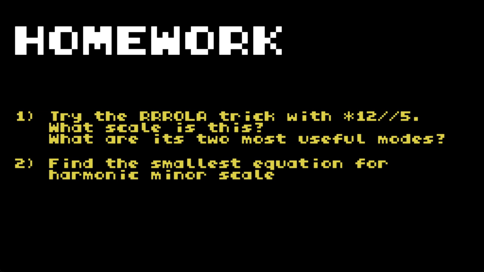Find the smallest equation for a harmonic minor scale. Now this is an open problem. I actually don't know what the smallest equation for the harmonic minor scale is, but if you can do harmonic minor, we can obviously do some of the modes of harmonic minor, and Phrygian dominant is one of the modes of harmonic minor, so we can make cool desert pyramid intros with this kind of scale.